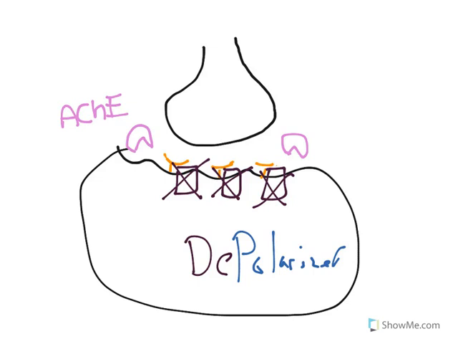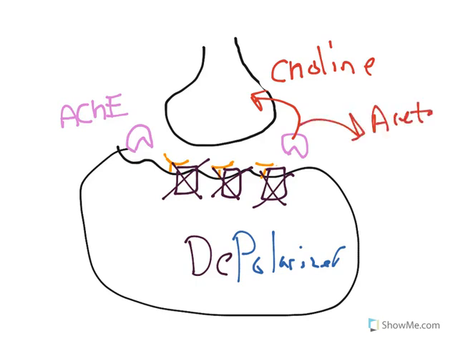So acetylcholinesterase, as it degrades acetylcholine, produces a molecule called choline. And the other thing it produces is acetate. The acetate diffuses away. The choline is brought back into the synaptic terminal to be recycled back into acetylcholine. Now, we degrade acetylcholine, and that's going to shut the sodium gates.